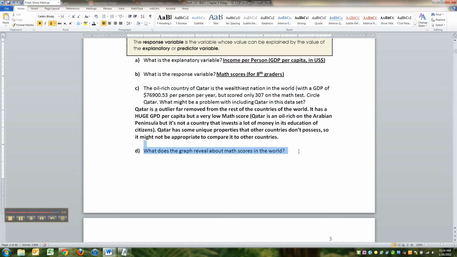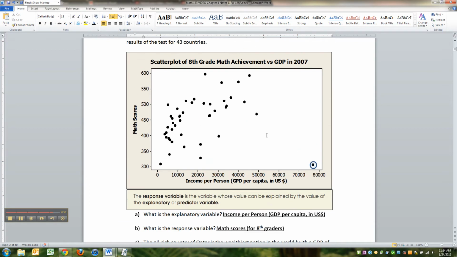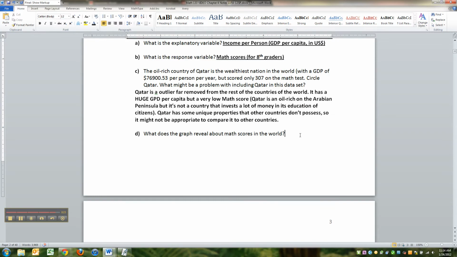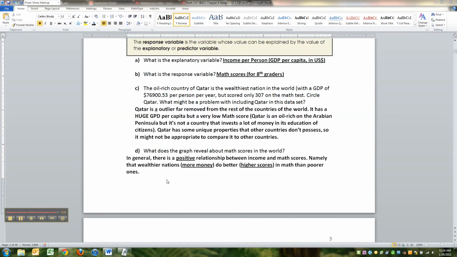What does this graph reveal about the math scores in the world? Well, in general, you can see that the more income the country has, the higher the math scores. Wealthier countries are up here on the top right, poorer countries over here, with Qatar being a very unusual exception, right? In general, there's a positive relationship, meaning higher scores go with higher income. The more money a country has, the higher its scores are, right? Wealthier countries tend to do better than poor ones.